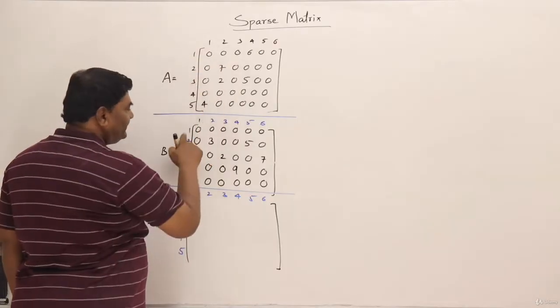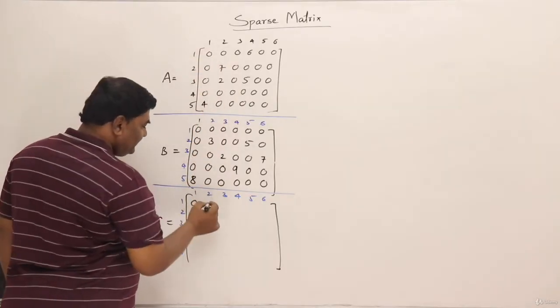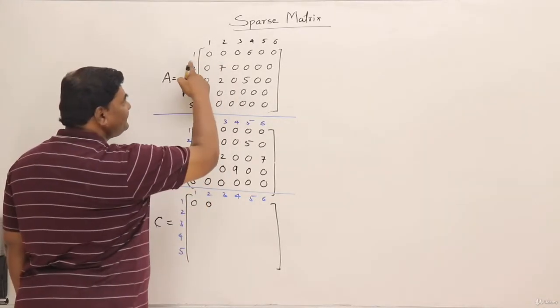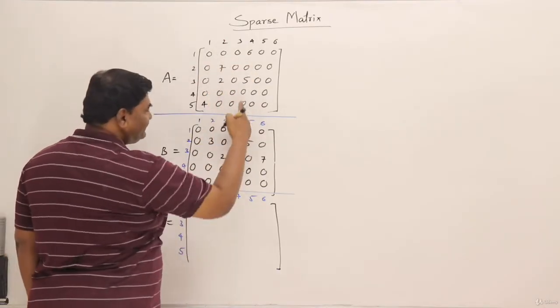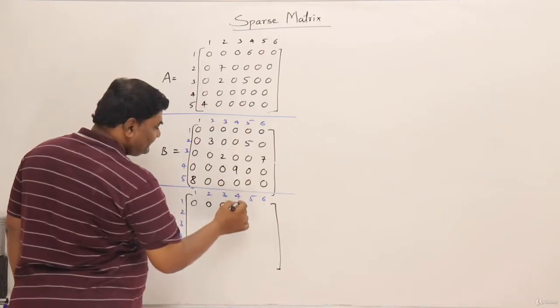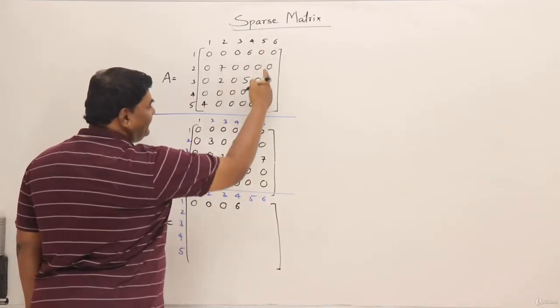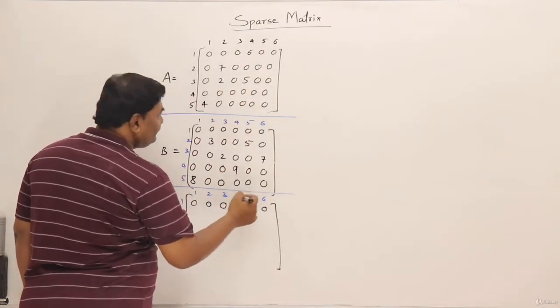Then 1, 2 with 1, 2. This is also 0. So I will do the rest. This is 0 and 0. So this is 0. This is 6 and here it is 0. So 6 plus 0 is 6. Then remaining 2 are 0, remaining 2 are 0, 0.